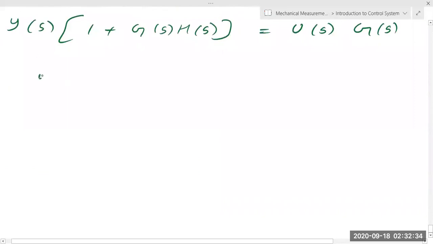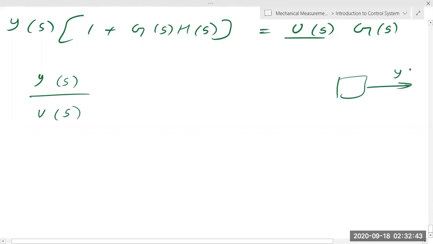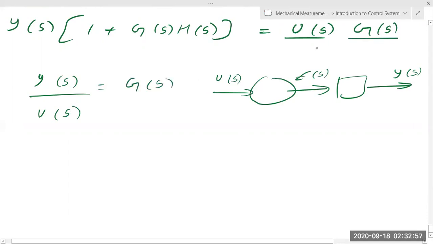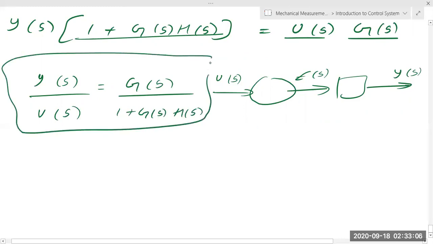If you remember, y of s is the output. What do you mean by u of s? U of s is the input. If you remember, there was a feedback, right? But this was the output, and there was an error signal which was a new input, but the actual input was u of s only. So if I try to write it, y of s upon u of s will be equal to g of s upon 1 plus g of s into h of s. Nice. Now this is my transfer function.